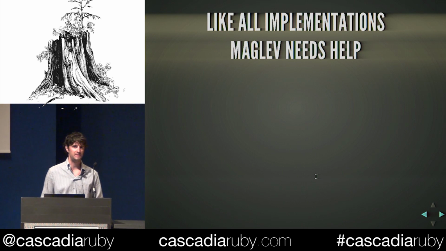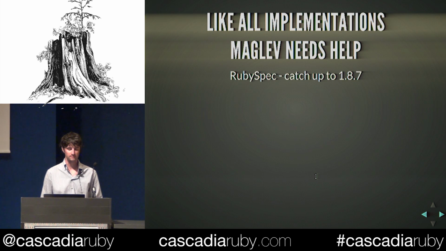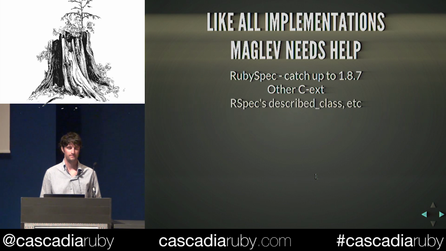So MAGLEV, as it stands now, targets 1.8.7. It passes a whole bunch of Ruby specs, but it still needs some help to pass more Ruby specs to really get it up to 1.8.7. It does run some C extensions, but because it's largely based on Smalltalk, there's quite a bit of work to get some of the C extensions to work. There's things like RSpec's described class. We need to figure out why that's not working. And I/O right now is not quite exposed, but it is, but there's some love needed there.